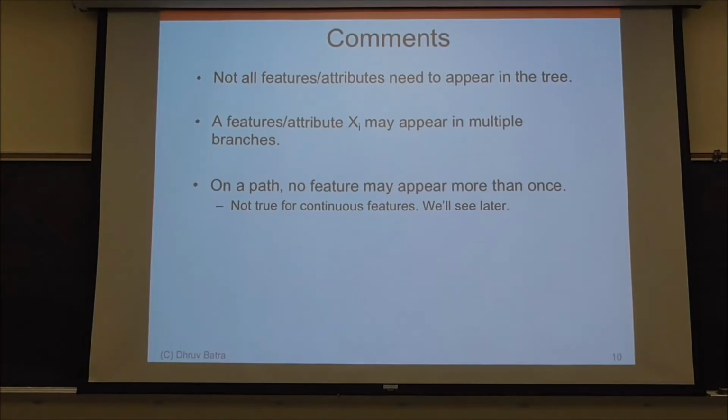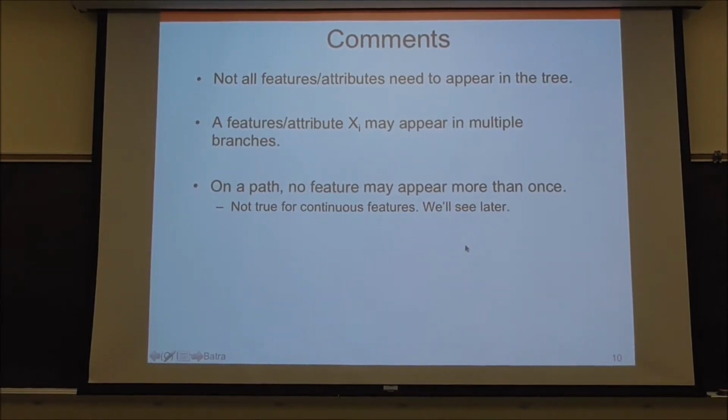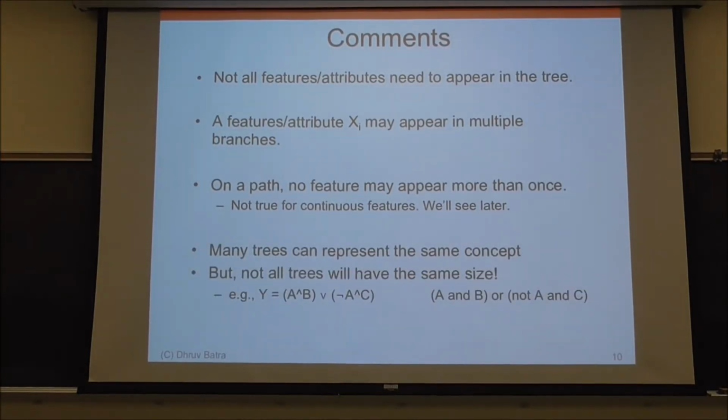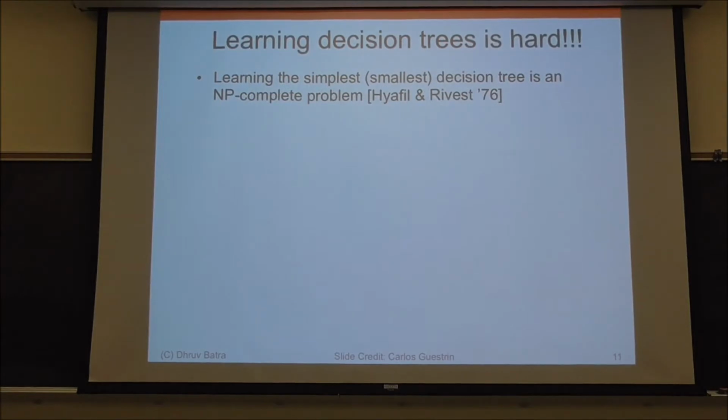We talked about multiple attributes, that a feature may appear in multiple branches, but on a path, they may not appear more than once. That's the consequence of conditioning. The key problem for us is going to be that many trees will represent the same concept, but not all of them will have the same size. We looked at an example of this last time, and in fact, this problem is NP-hard. We cannot find the tree that represents the same concept of the smallest depth, for example. That's going to be NP-hard.